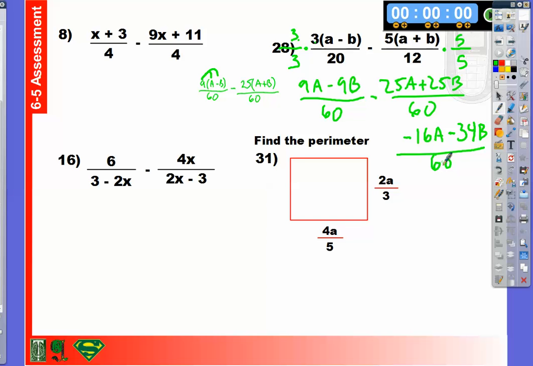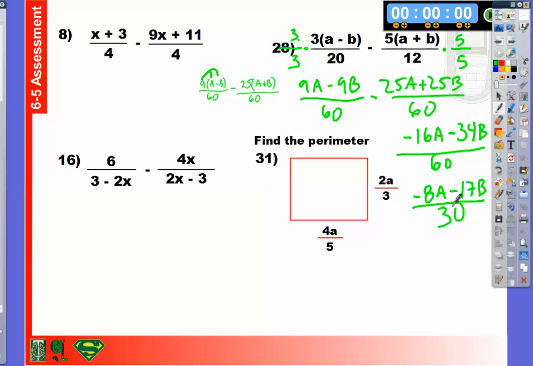Over 60. Now, do 60 and 34 and 16 all share a factor? Yes, they do. What factor do they all share? 2. They all share a 2. So, what am I going to have to do to this expression? I'm going to have to simplify it further. So, what is negative 16a divided by 2? Minus 17b over 30.